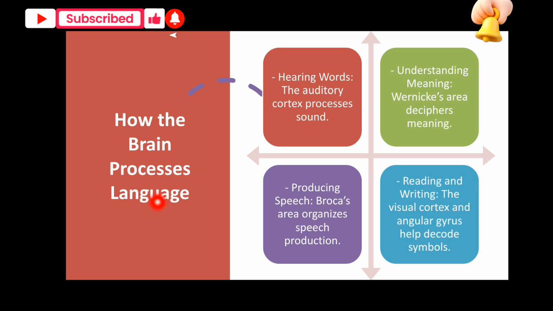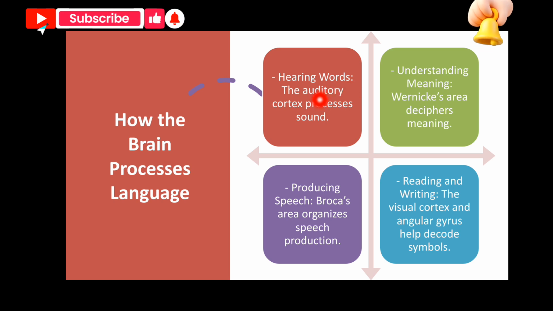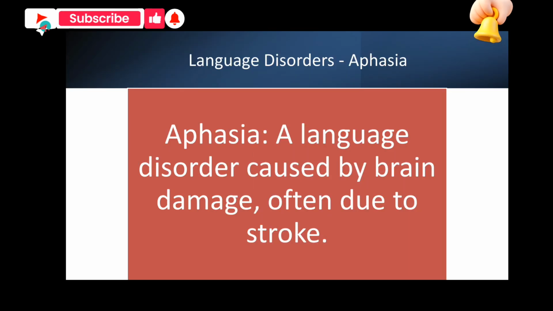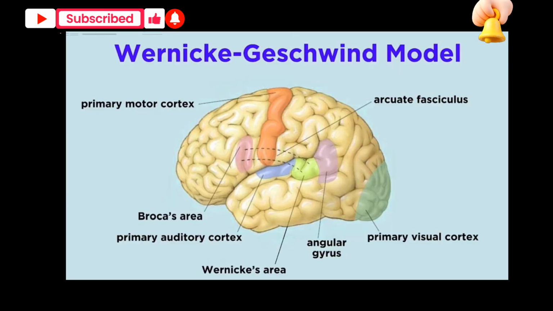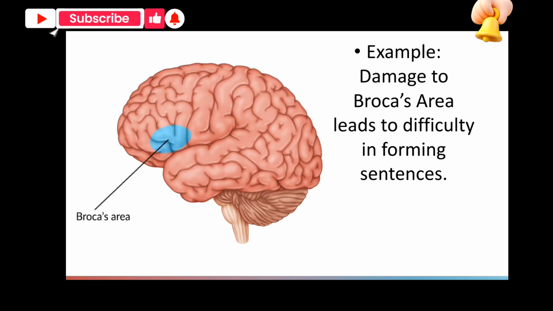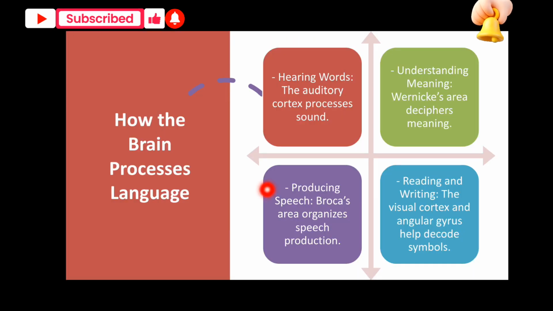How the brain processes language. Hearing words: the auditory cortex processes sound, as we talked about. Here we have the auditory cortex, the primary auditory cortex. Then we have understanding meaning: Wernicke's area deciphers meanings. Wernicke's area is responsible once the sounds are heard through the ear.